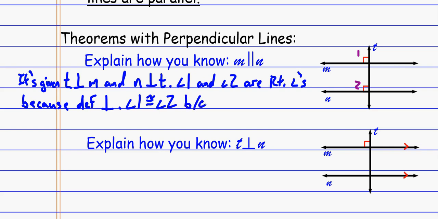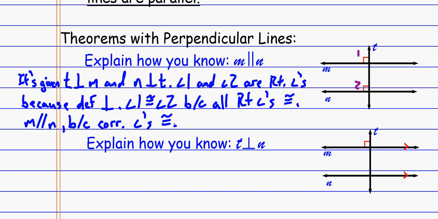Maybe you want to do a little abbreviation for because: all right angles are congruent. And now look at what I have. I have corresponding angles congruent. That means the lines are parallel. M is parallel to N because corresponding angles are congruent.